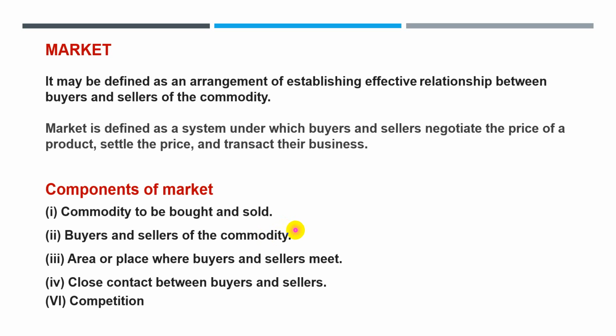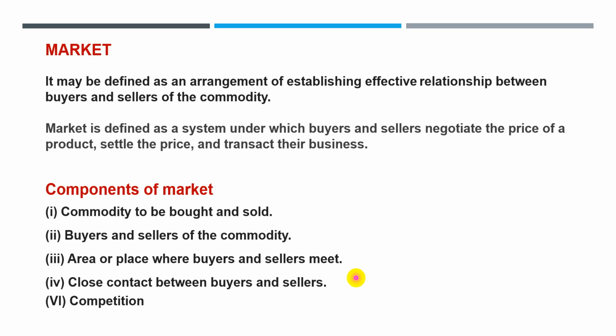Next is area. Market is not related to any particular place. It spreads over an area. The area becomes the point of contact between buyers and sellers. Fourth is close contact. There must be close contact between buyers and sellers. This close contact does not mean the physical presence of buyers and sellers at a particular place. The contact can be by any means such as internet, telephone, letters, etc.